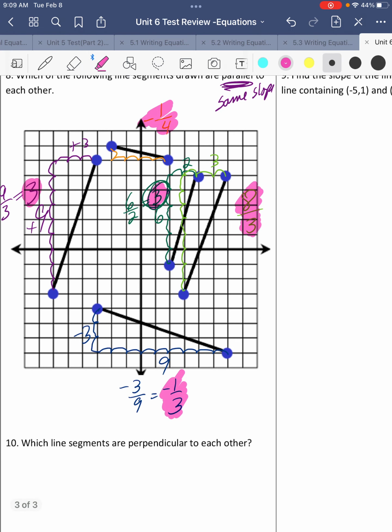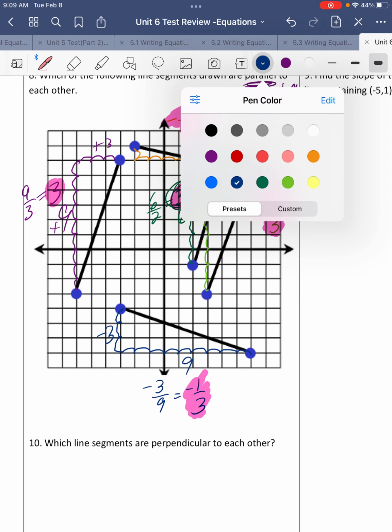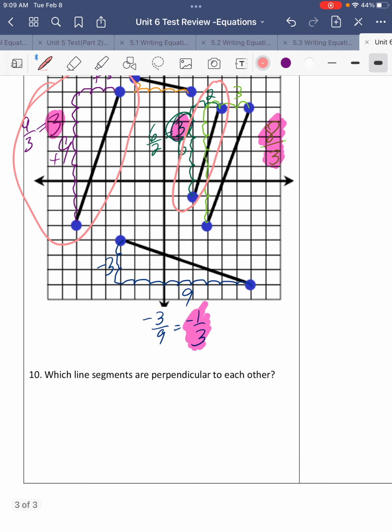So now parallel. These are the same slope. Which ones are same? I don't have them actually labeled on my paper here. So it's this one, which I believe is A and B, AB, and this one right here. Those are your parallel lines. They both have the exact same slope.